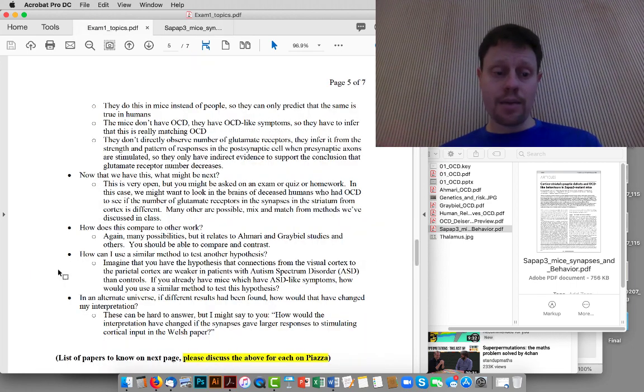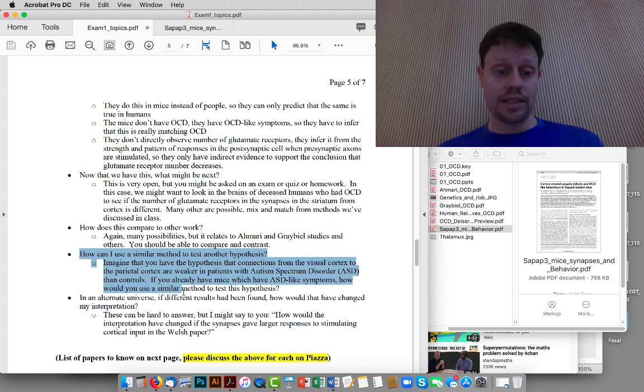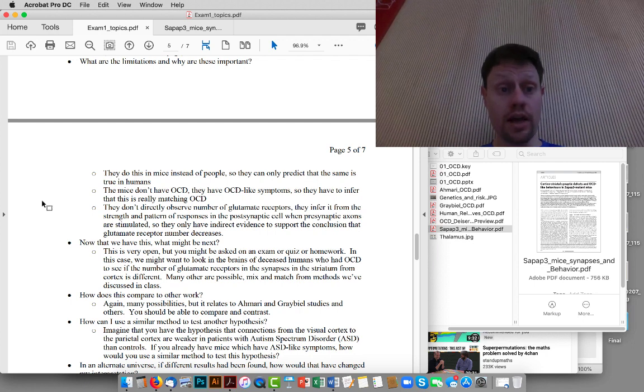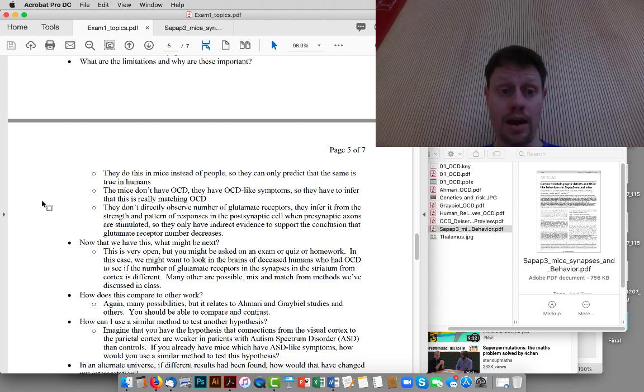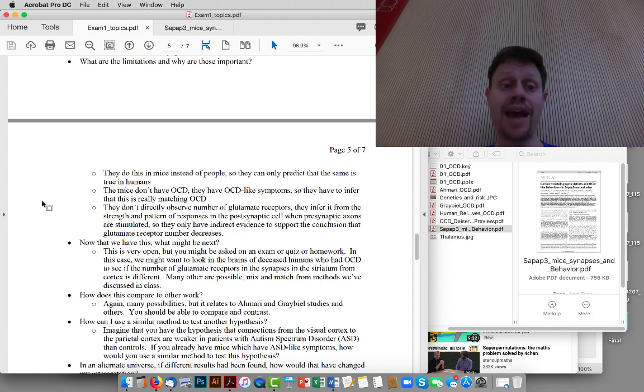That ALS example is essentially asking us how we can use a very similar method to test a different hypothesis in a different disease. There's another example here involving autism spectrum disorder that you should review. The third kind of question that I might ask, and one that is often very difficult, is to ask you about some of the limitations of these.